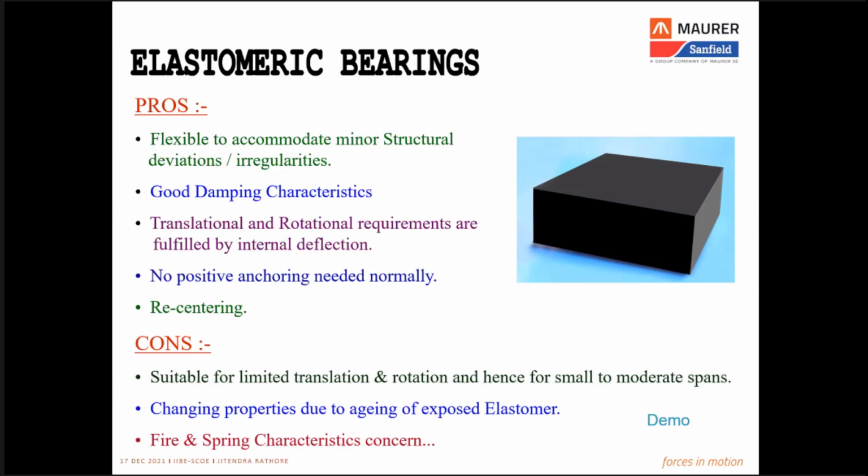So in general, it is said that the elastomeric bearings are suitable for small to moderate spans. However, nowadays there are improved compounds available and the technology of manufacturing has also improved. So the bearings are being used nowadays for large span structures also, but those are exceptional cases. So we can say for general understanding that the elastomeric bearings are safe and good for use in small to moderate span values.